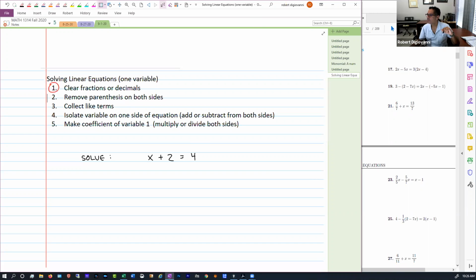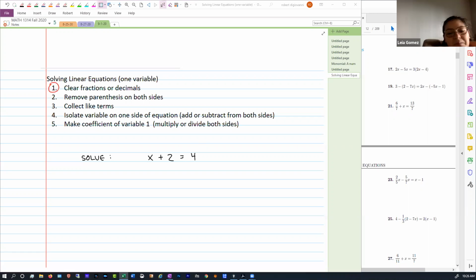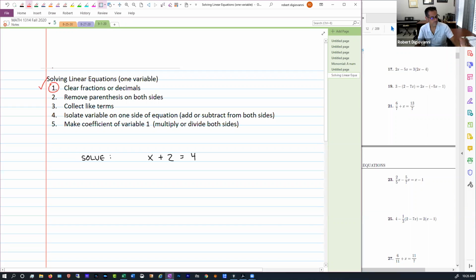So Leah, what do you think about clearing fractions and decimals? What do you think about that step? It's not applicable. Yeah, good. We don't have fractions or decimals, so we can say step 1's done. All right, Leah, what about step 2? It's the same thing. We don't have parentheses, right?